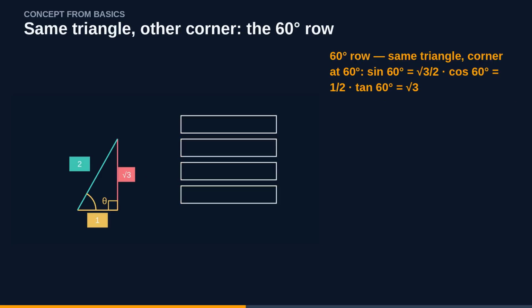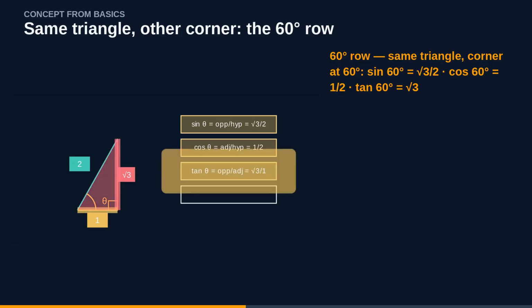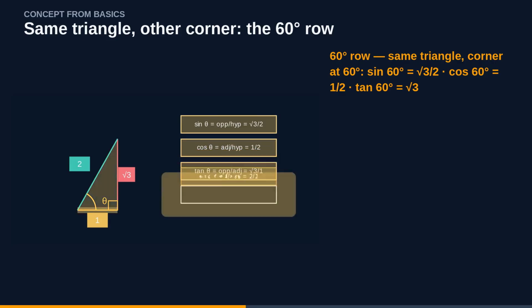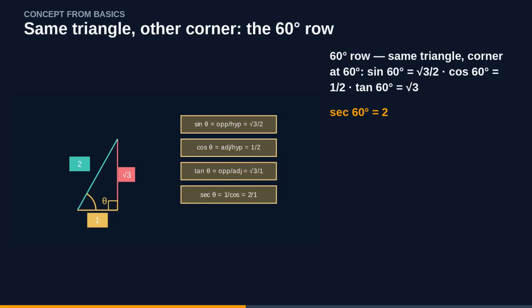Same triangle, other corner. Stand at 60 degrees and the 2 legs trade jobs. Opposite is now the long leg, √3, and adjacent is 1. Sine of 60, √3/2. Cosine of 60, 1/2. Tan of 60, √3/1, which is plain √3. Flip that cosine for sec of 60, 2/1, just 2.